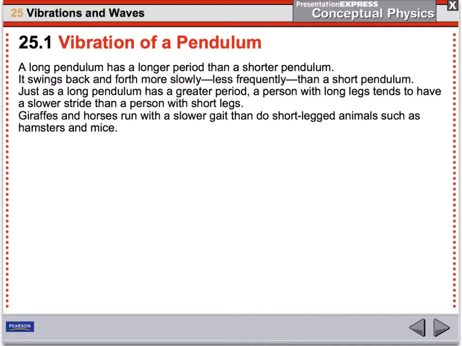You can see this in nature with things that have longer legs having a slower gait than things with shorter legs, such as a giraffe running alongside a hamster or a mouse or a chihuahua. The giraffe's going to have a much slower gait. This also relates back to rotational inertia. If there's a longer pendulum, the mass is farther away from the center of rotation, therefore greater rotational inertia. Isn't that lovely how the different topics from different units still tie together? Physics is a great thing.